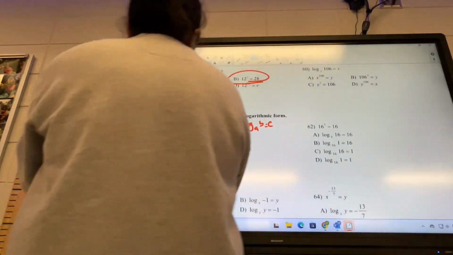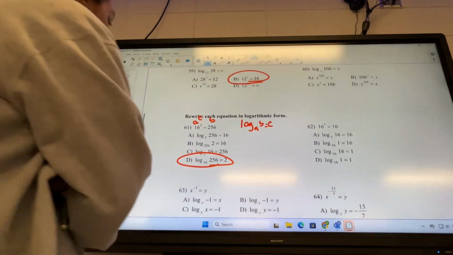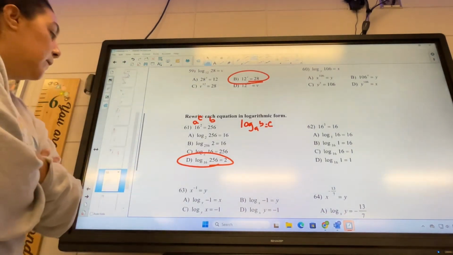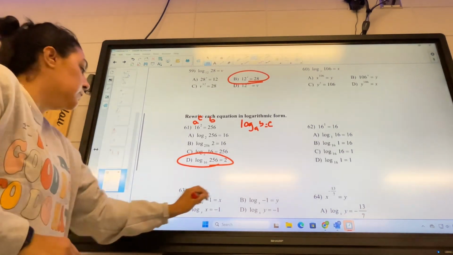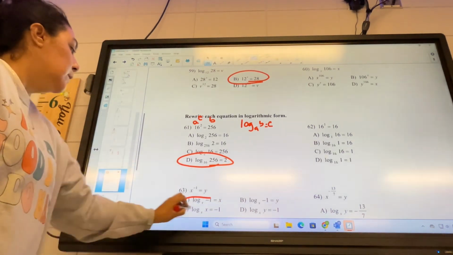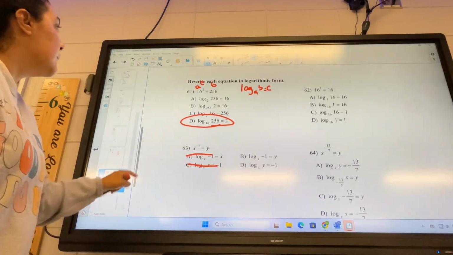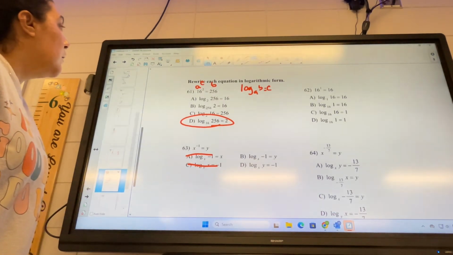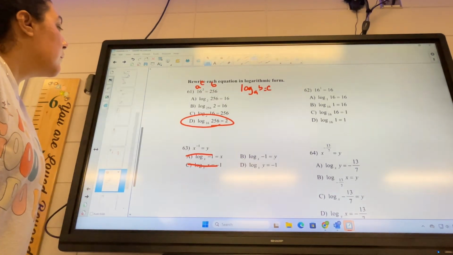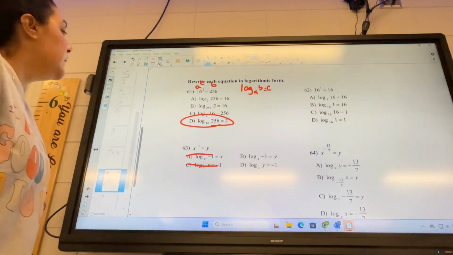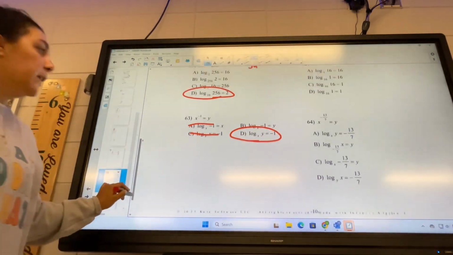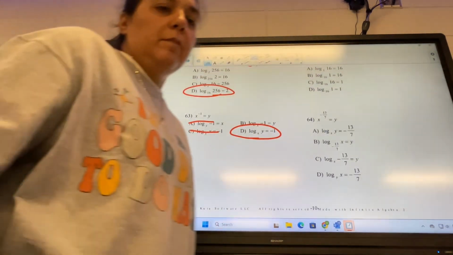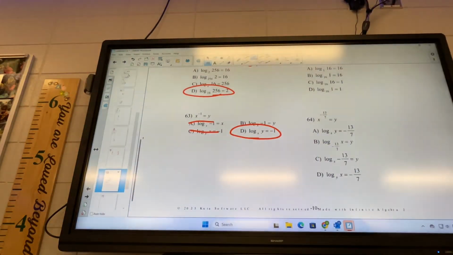What about 63? It's gonna be log what? X. Log X. Okay, so we know that these two are not gonna work. Okay, log X, then what? Y equals -1. Log, D. Is it D? Yeah. Sorry, they almost take like a second to look at and make sure. I don't know.